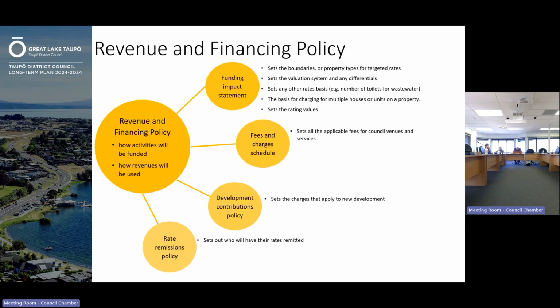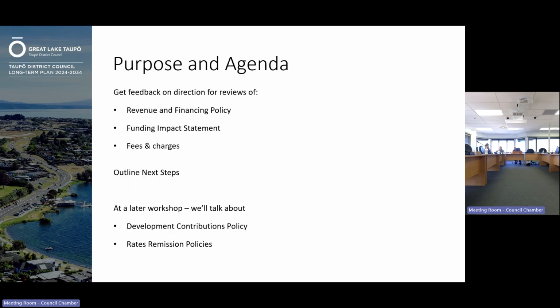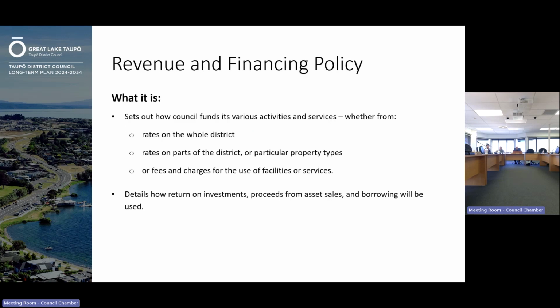And then we've got a fees and charges schedule that sets the individual fees for different types of users at the pool, for example. There's also the development contributions policy, which is about how do we fund growth projects. And we've got a rates remissions policy. Today, we're just going to cover the big one, the revenue and finance policy, and by default, the funding impact statement and the fees and charges schedule, which are what implement it, really. So we'll be coming back at a later workshop to talk about development contributions policy and rates remissions policy. Fair enough for now.